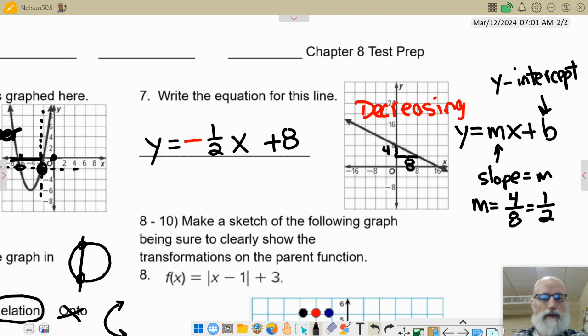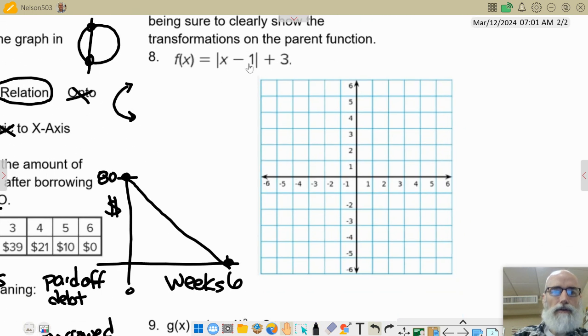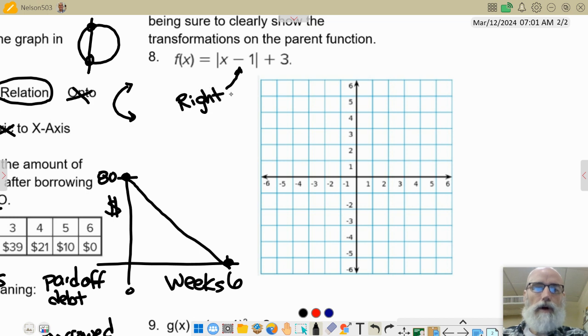All right, number 8, it says 8 through 10. We're going to make a sketch of the following graph. We want to clearly show that we can identify the transformation that's going on. So a -1 is going to give us a delay of 1. This -1 is going to shift things right 1. And this +3 is going to take us up 3.